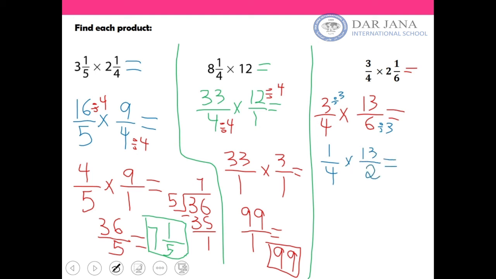It's going to be 13 over 8, and then I change it into a mixed number by dividing. So 13 divided by 8 equals 1, and then you have here 5. The remainder is 5, so it's 1, 5 over 8.